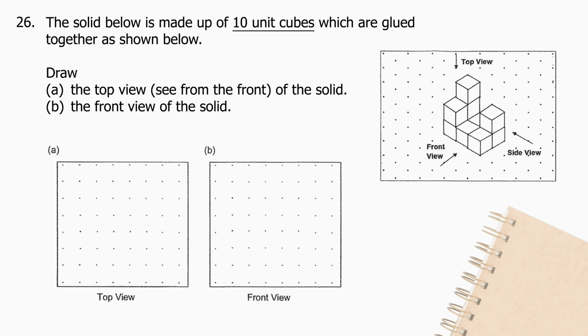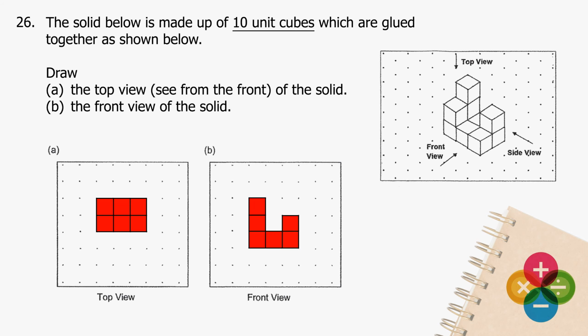Question 26. The solid below is made up of 10 unit cubes, which are glued together as shown below. Draw A. The top view, and B. The front view, of the solid. The top view and front view of the solid are shaded in red.